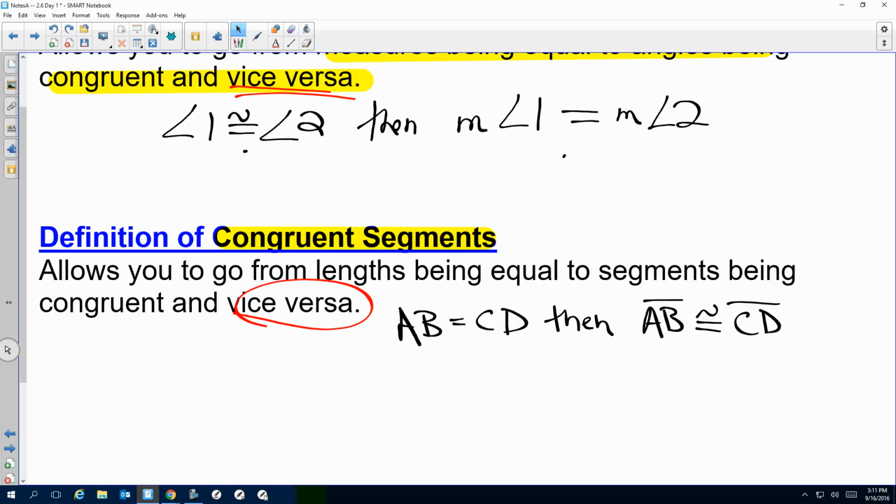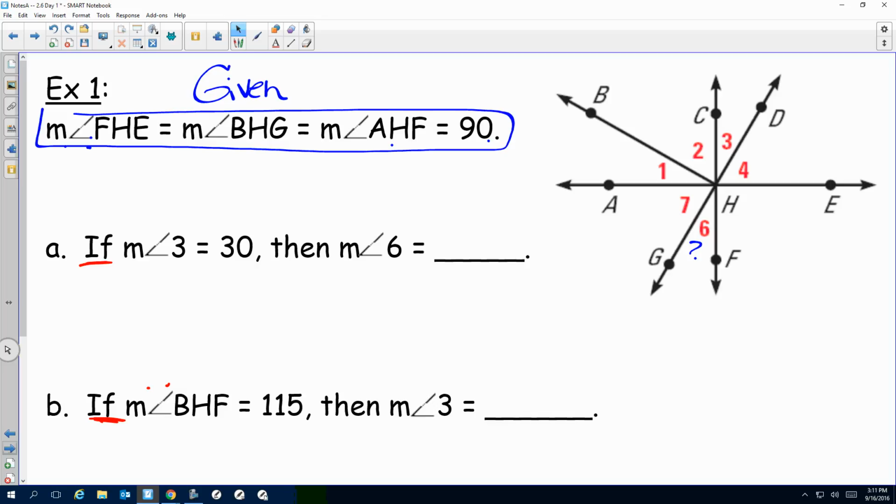All right, last thing we're going to do is the example together. There's some parts to it that I need to make sure you understand when reading a diagram or using it to problem solve. So on your example, I boxed this first statement right here, okay? The measure of angle FHE equals the measure of angle BHG, which equals the measure of angle AHF, which is 90. That's a given statement. They're telling you that. If they give you something, they tell you a measurement, then we have to label it on the diagram.